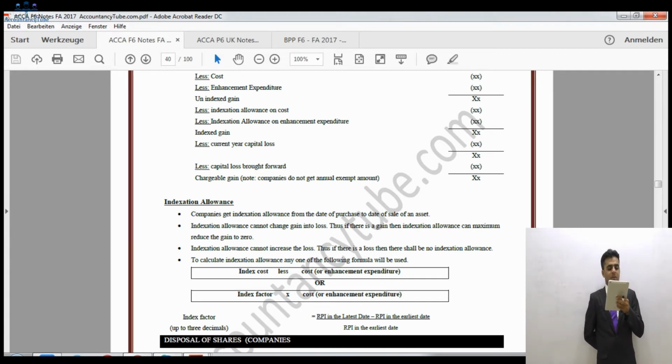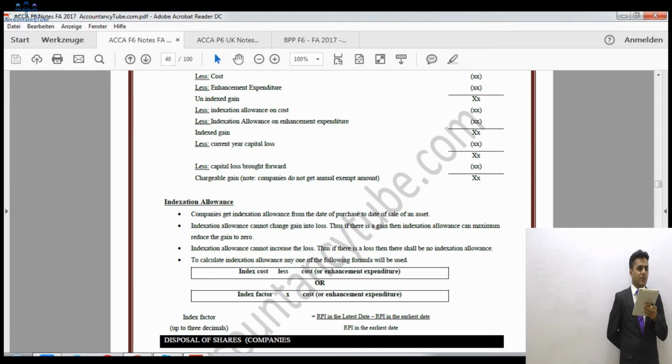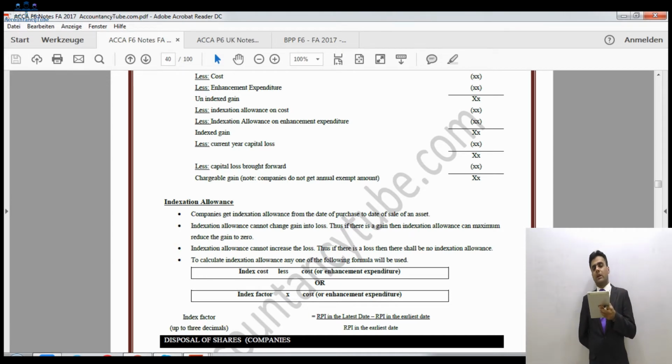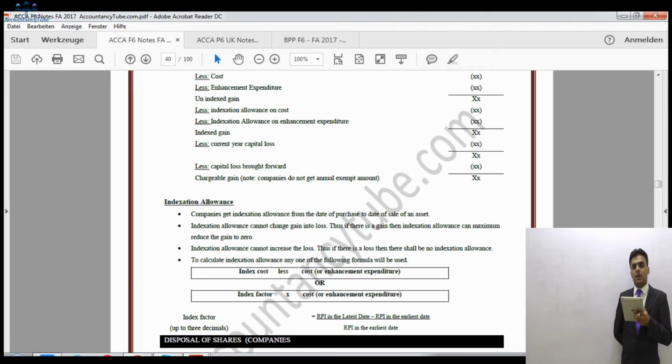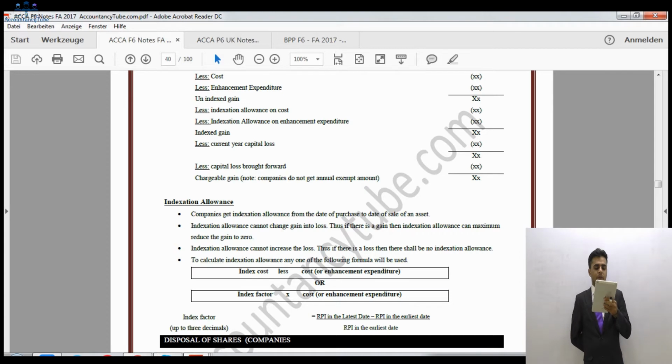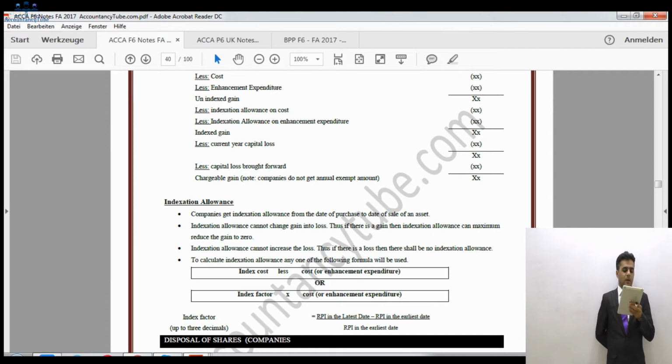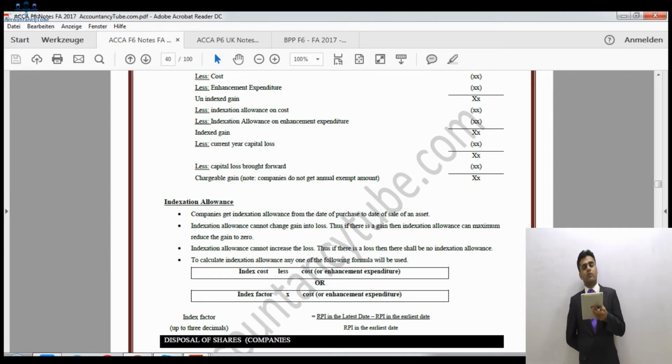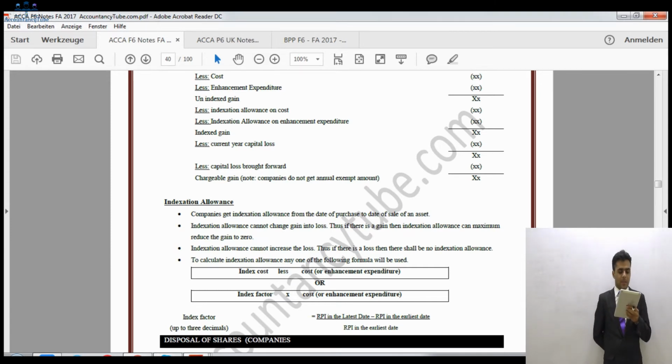Indexation allowance cannot change a gain into a loss. So if there is a gain, we can reduce that gain to zero with the help of indexation allowance, but we cannot create a loss. Indexation allowance cannot increase a loss either. If there is already a loss, there will be no indexation allowance.